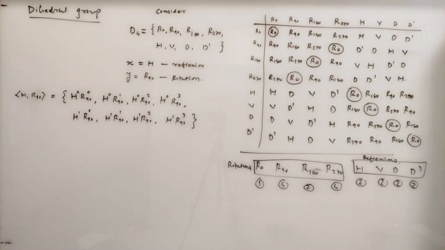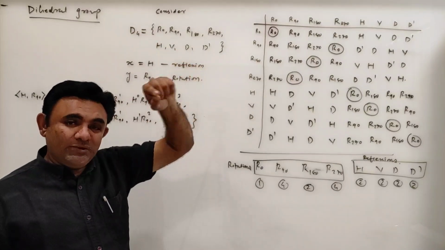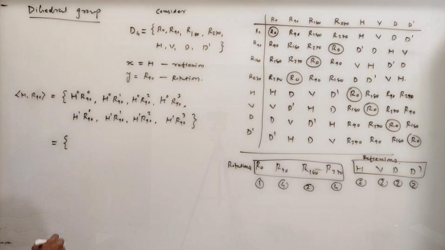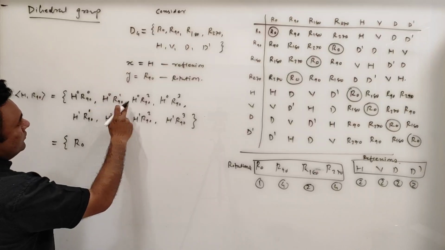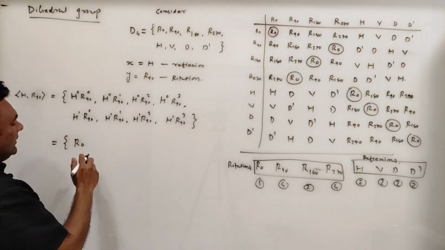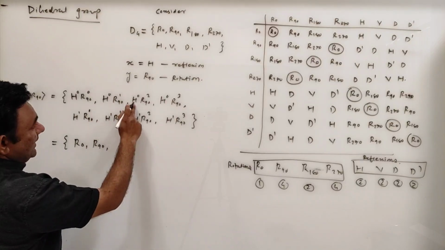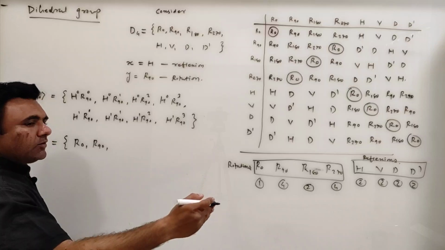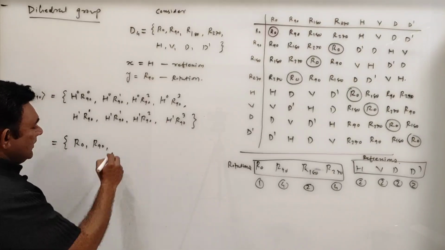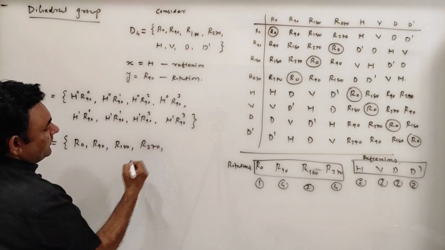So let us see what I get. H and r90 are both elements of D4. Their 0 power means they are identity. So identity into identity is identity, and identity is R0. Similarly, h raised to 0 gives identity, so it is just R90. This is identity into R90 square, and R90 square is R90, R90. Give R90 a 90 degree rotation, so it will be R180. Similarly, this will be R270.